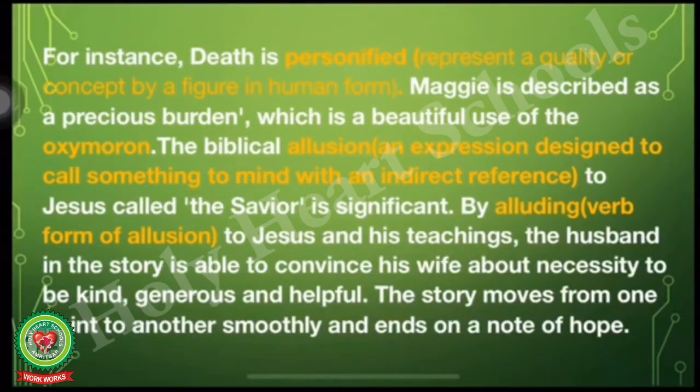Students, what is this oxymoron? Oxymoron is a figure of speech in which contradictory terms are used together. For example, faithful unfaithful, or forlorn group. So forlorn group is an oxymoron. Why? Because forlorn means alone and a group cannot be alone. So here also in this story, oxymoron is used where he's saying a precious burden. The thing which is precious can't be a burden.